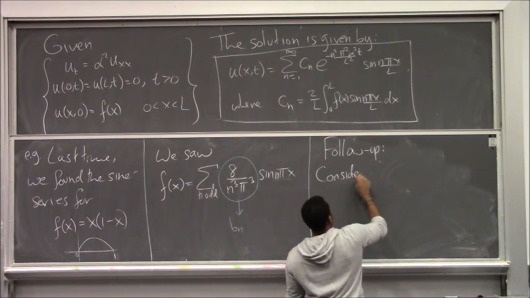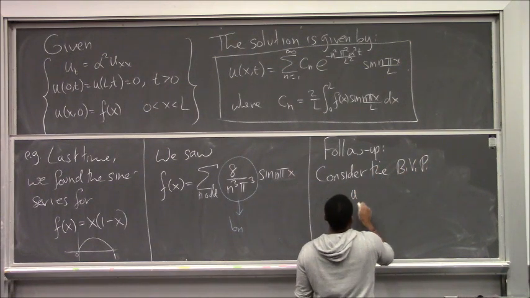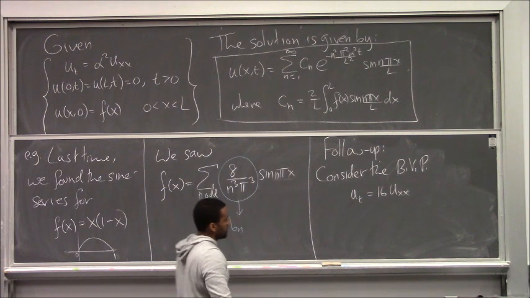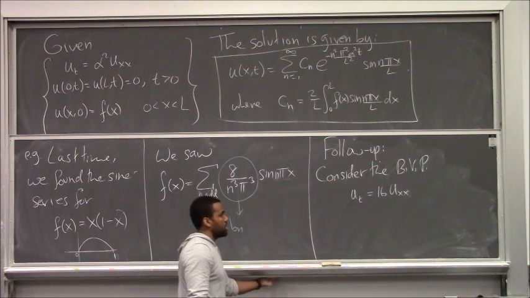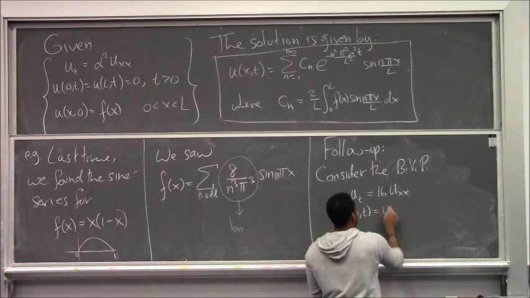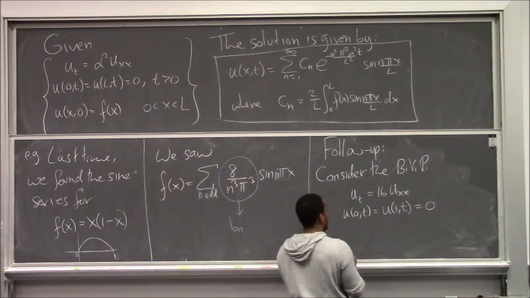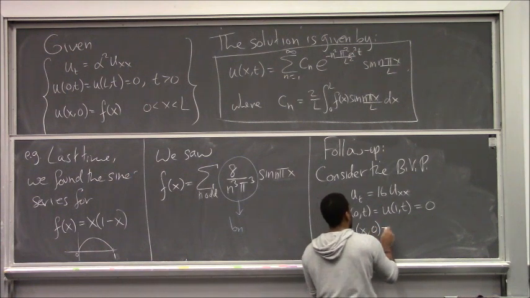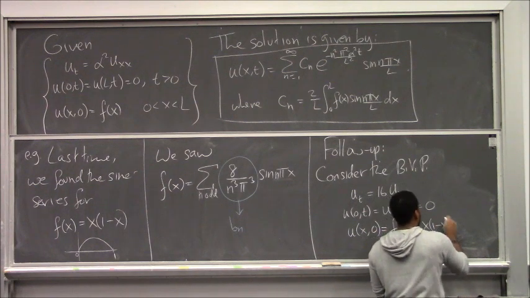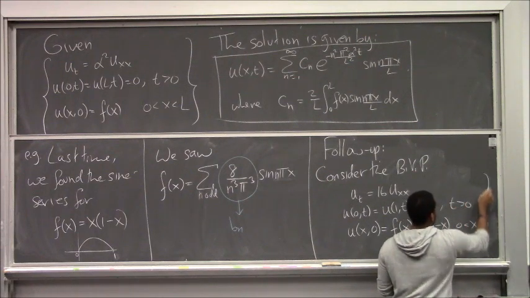Consider the boundary value problem. u_t equals 16 u_xx. So there's some material where the thermal diffusivity is 16. With u equal to 0 at position 0 and at position 1, and u of x, 0 is f of x, which is x times 1 minus x. This will work for all x between 0 and 1, and for all t greater than 0.